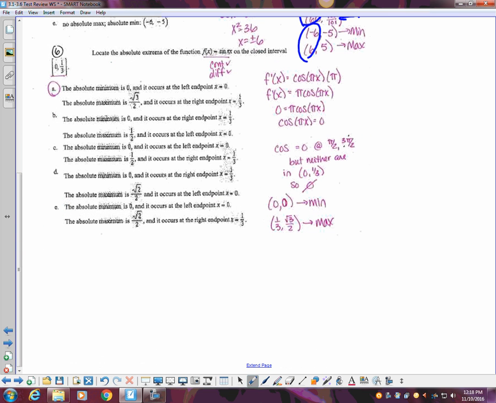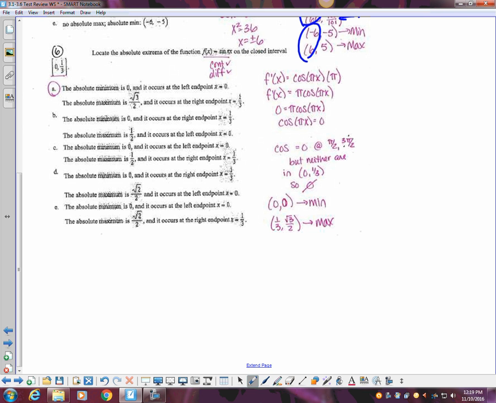Number 6, find the absolute extrema of the function. So we have sine of pi x, which is very continuous, very differentiable, on the closed interval 0 to 1/3. So take the derivative, and this is a chain rule. So cosine of pi x times pi, then I just pop the pi in the front just to make it look nicer. Set it equal to 0.